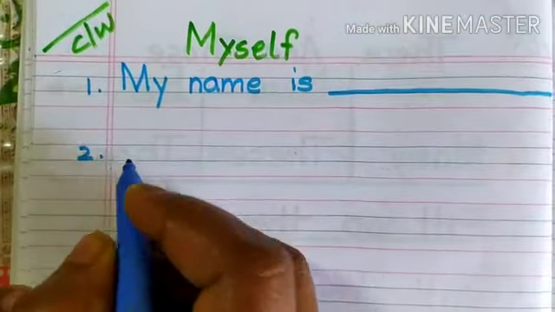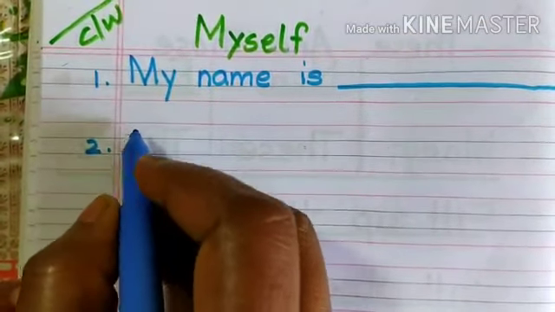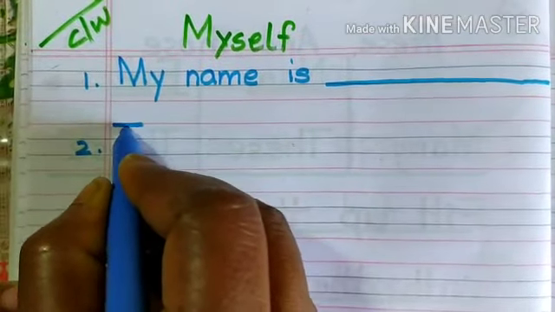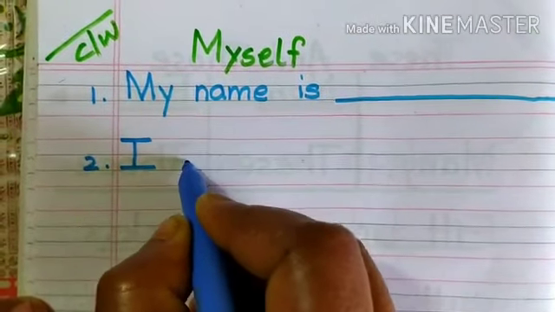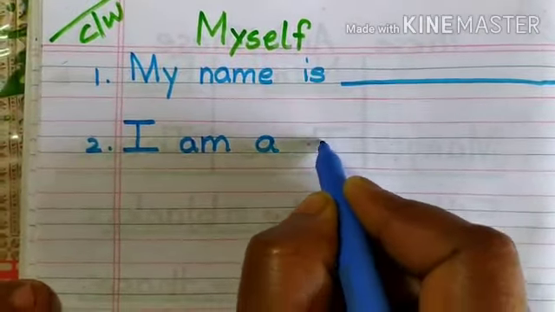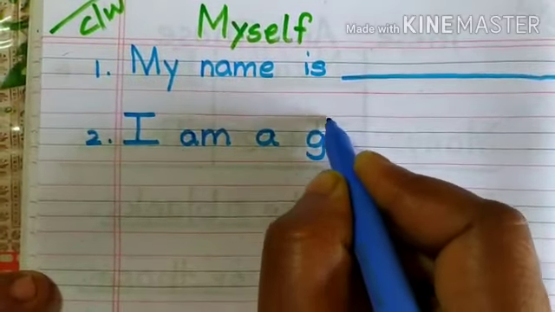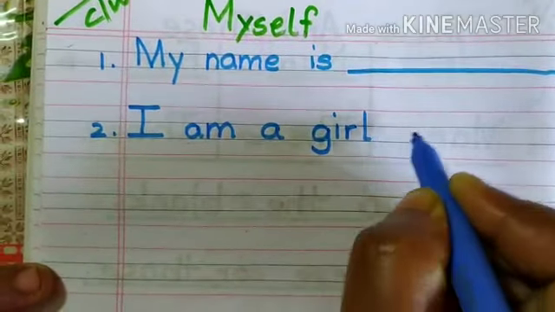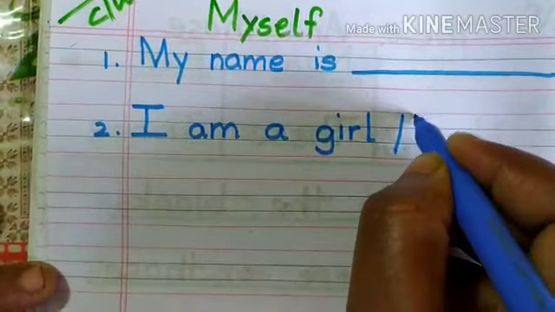In the second sentence, you have to write, are you a boy or a girl? I am a girl. If you are a girl, write girl, or if you are a boy, write boy.